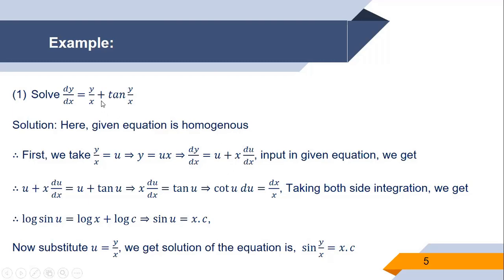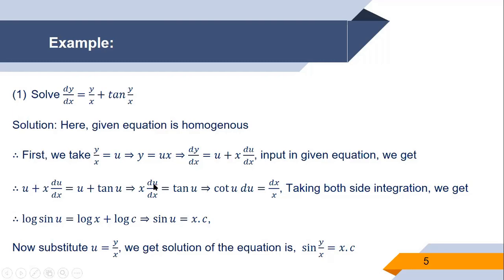In this equation 1, we get u + x du/dx = y/x, which is u, plus tan(y/x), which is tan u. So u + x du/dx = u + tan u. So this implies x du/dx = tan u. U cancels.